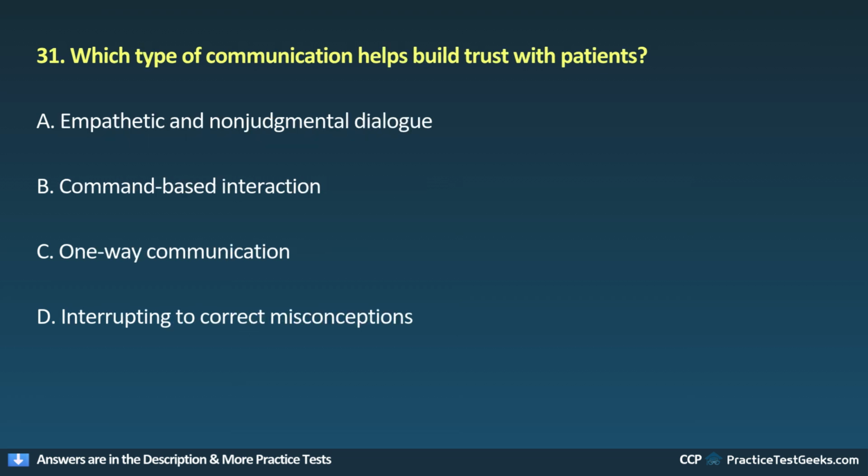31. Which type of communication helps build trust with patients? A. Empathetic and non-judgmental dialogue. B. Command-based interaction. C. One-way communication. D. Interrupting to correct misconceptions.